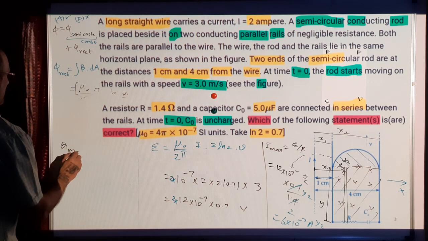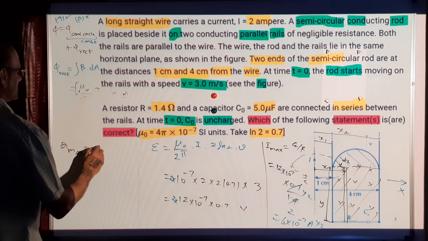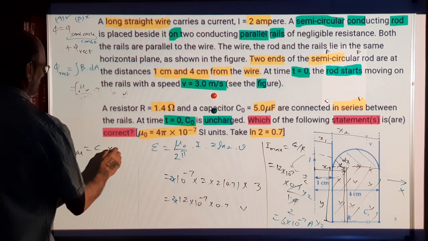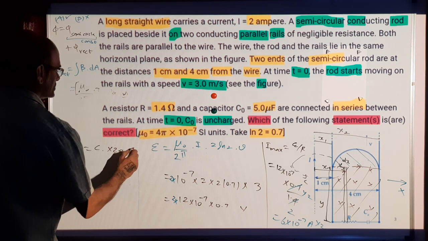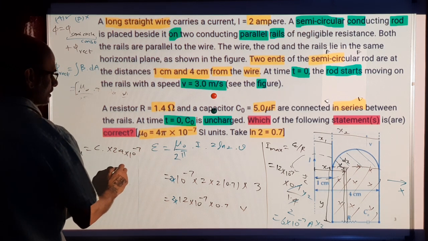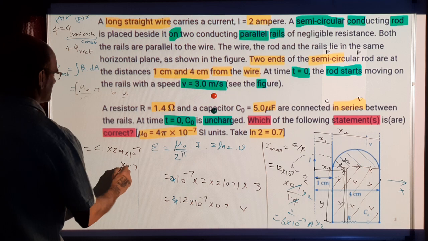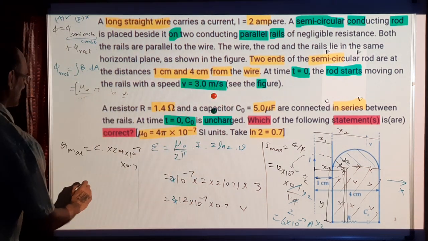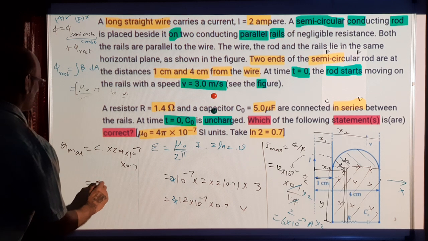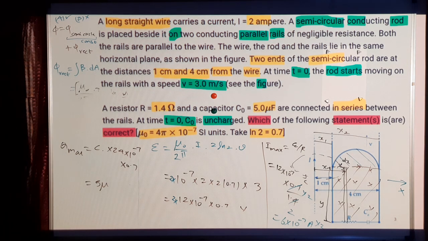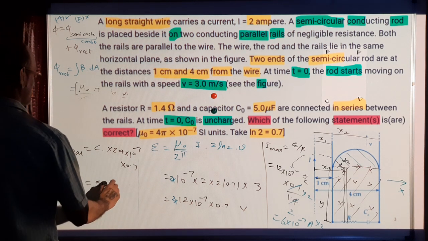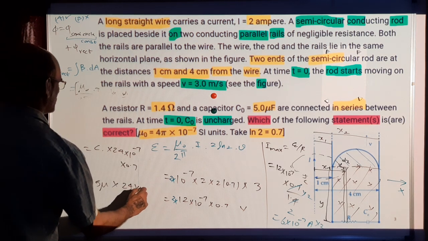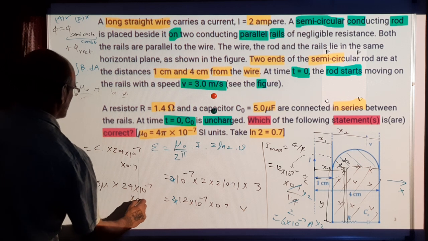So the maximum is C into the entire EMF, that's 24 into 10 raised to minus 7 into 0.7, and the capacitance value is 5 micro. Micro is 10 raised to minus 6. So this into 24 into 10 raised to minus 7 into 0.7.